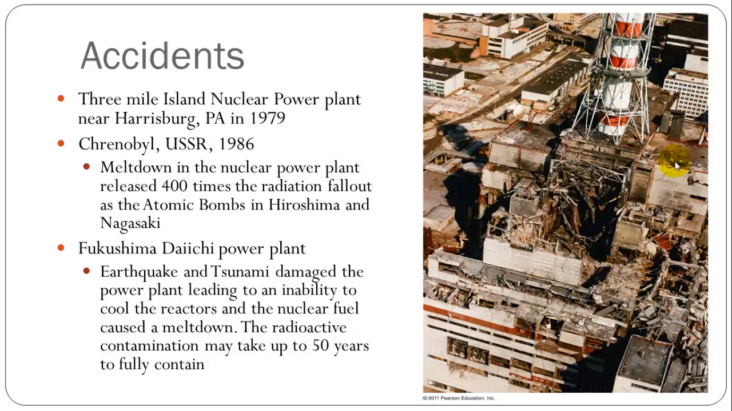And then more recently, the Fukushima Daiichi power plant, where an earthquake and tsunami damaged the power plant, which then led to an inability to cool the reactors and caused a meltdown. So this is a place where it was also evacuated. There are some workers allowed in there who do work on the containment, but it's going to take up to 50 years to fully contain. So accidents are very costly and have widespread effects, and so there need to be a lot of safety protocols in place to make sure that these don't happen.